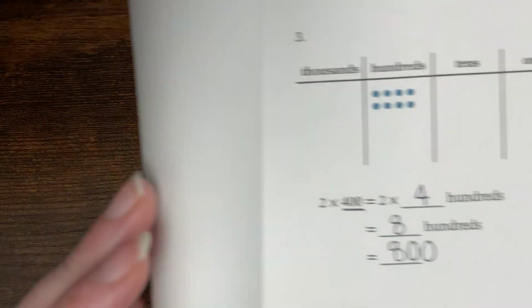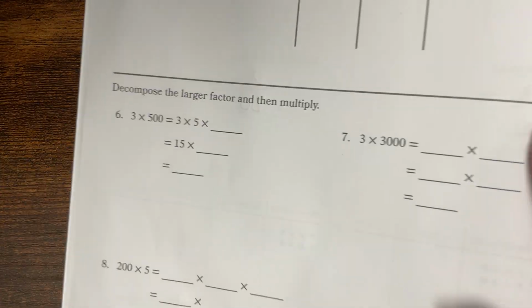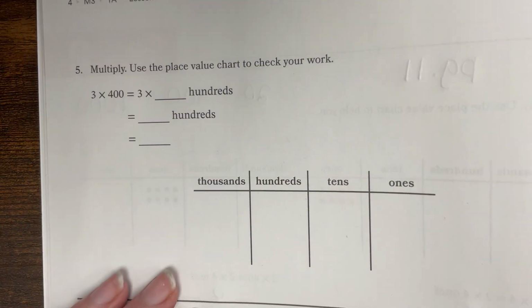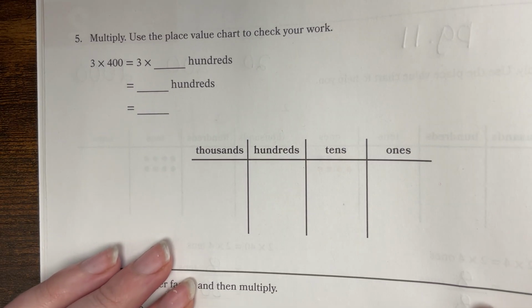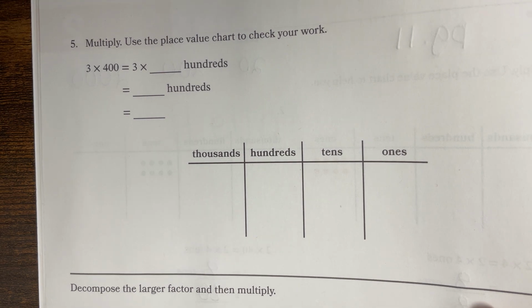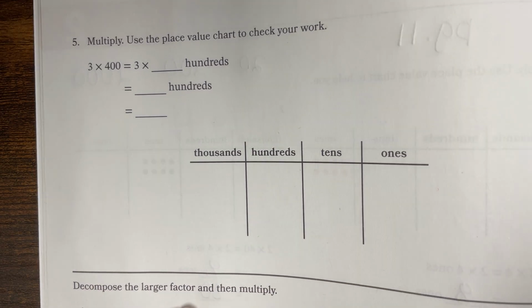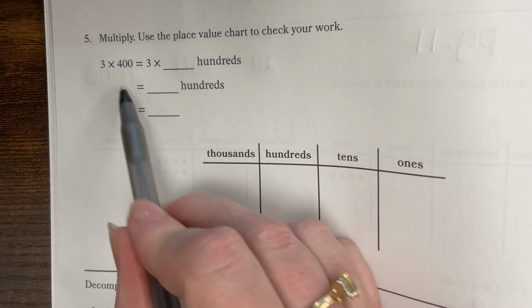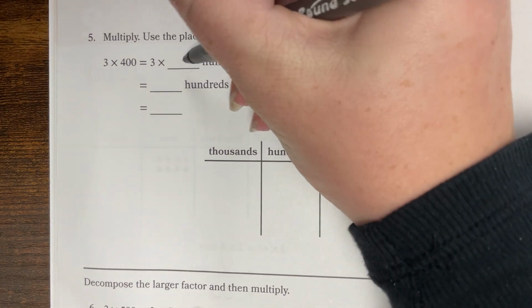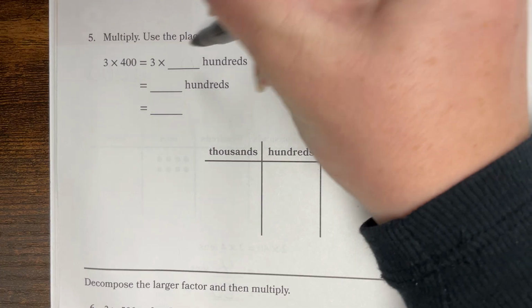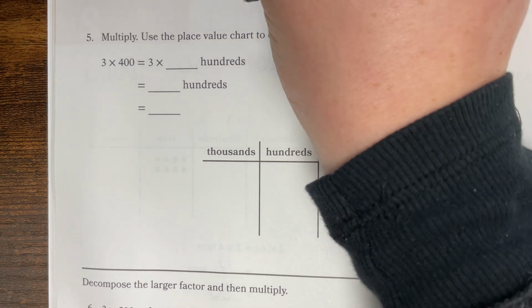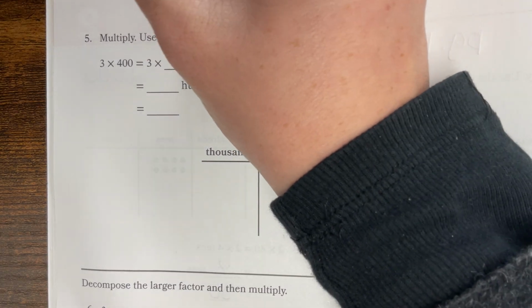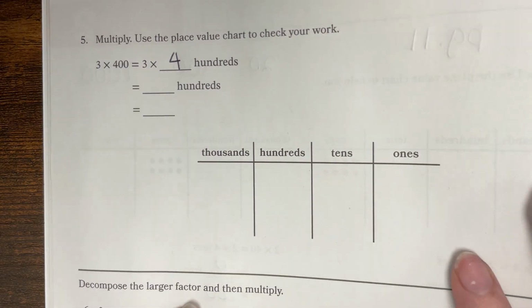Flip over to page 12. Here it says multiply. Use the place value chart to check your work. This says 3 times 400 equals 3 times blank hundreds. So if we're taking the equation 3 times 400 and saying a similar equation to that is equal to it, we could say 3 times 4 hundreds.